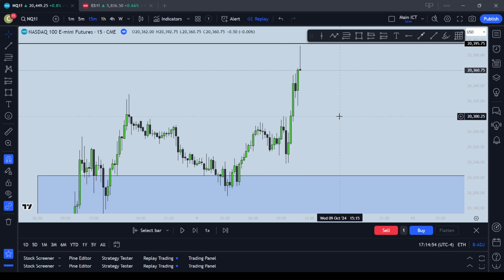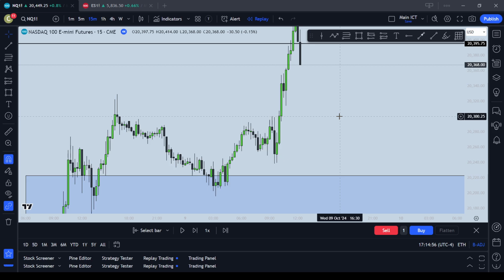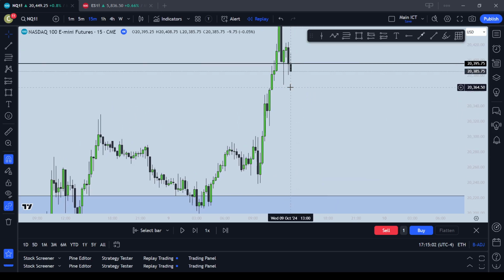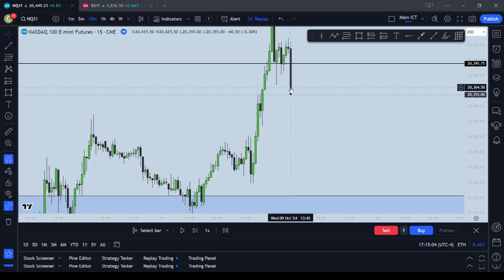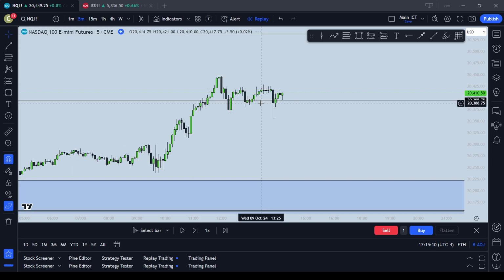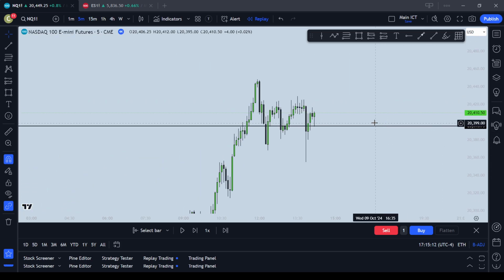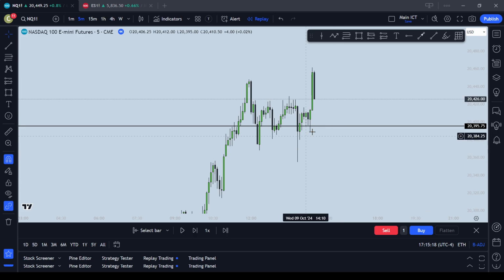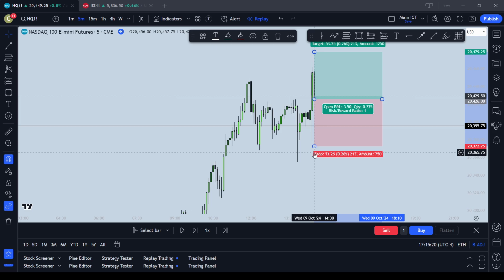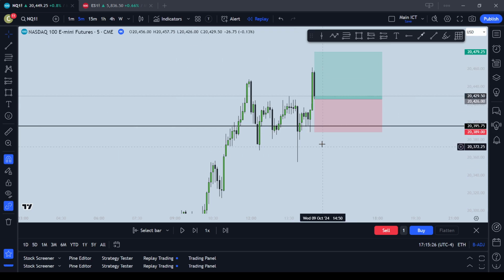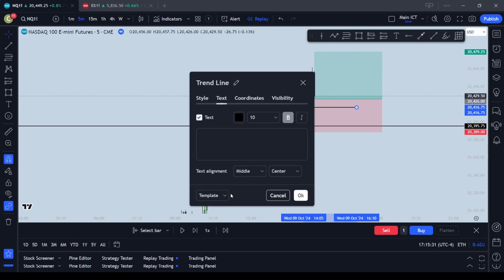I came back after noon and I was waiting for the silver bullets to present in the PM session. If you're unfamiliar with the silver bullet, basically from 2 p.m. to 3 p.m., you are looking for a 5-minute fair value gap to present, and then you set your limit at the top of your bullish fair value gap. Boom. And then you set your stop at the first candle of the three that create your fair value gap. You'll see here you have your lovely market structure shift.